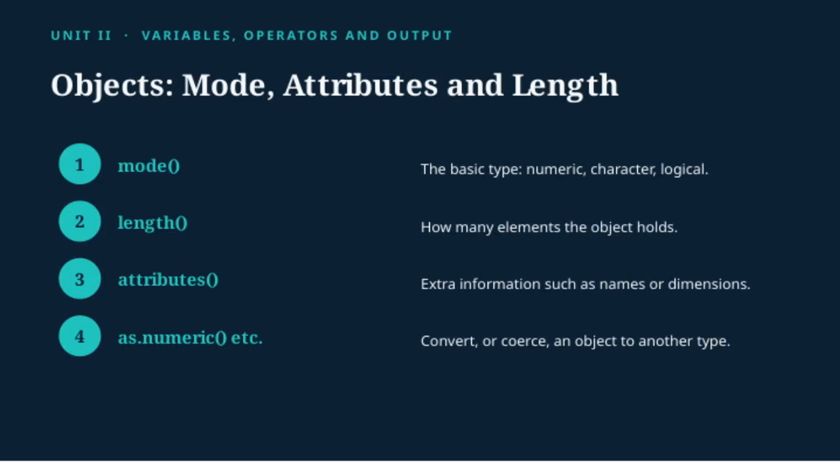When working with objects in programming, it's important to understand their core properties. First, the mode tells us the basic type, like numeric, character, or logical. Then, length reveals how many elements the object contains. Attributes give us extra details, such as names or dimensions. And sometimes, we need to convert or coerce an object into another type, using functions like as.numeric. These concepts help us manage data effectively and keep our code clear.